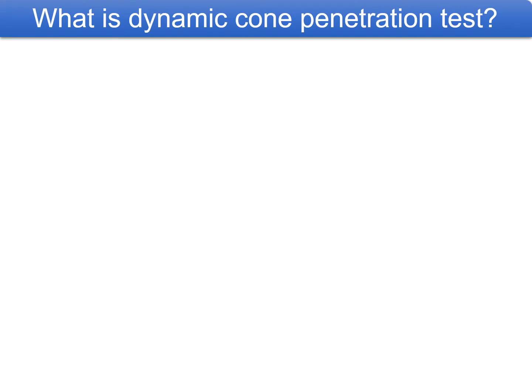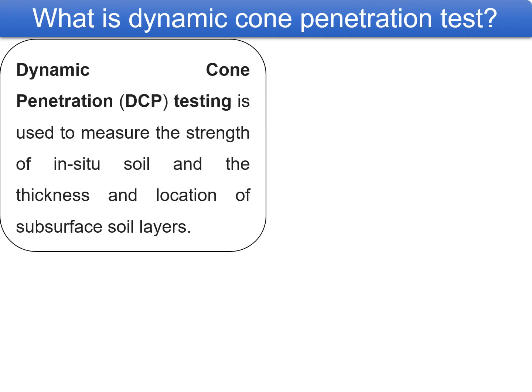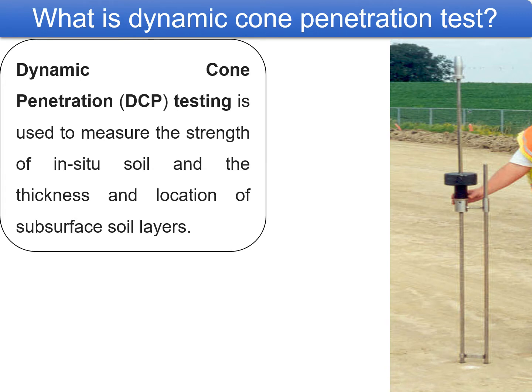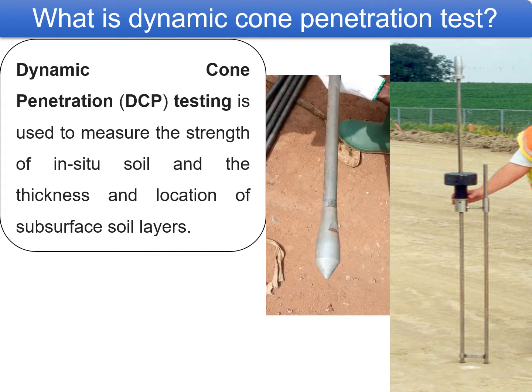What is the dynamic cone penetration test? DCPT, commonly known as the dynamic cone penetration test, is used to measure the strength of in situ soils and the thickness and location of subsurface soils. It is similar to the cone penetration test or CPT in that a metal cone is advanced into the ground to continuously characterize soil behaviors. The resulting downward movement is then measured.